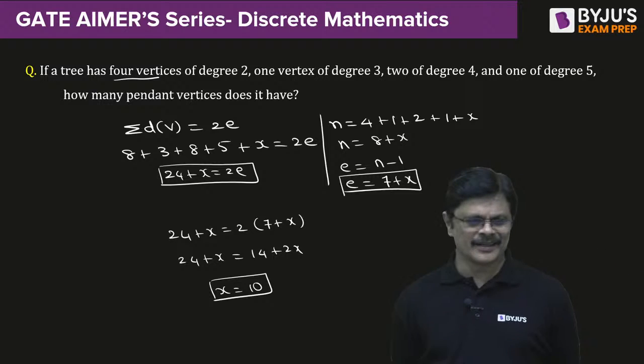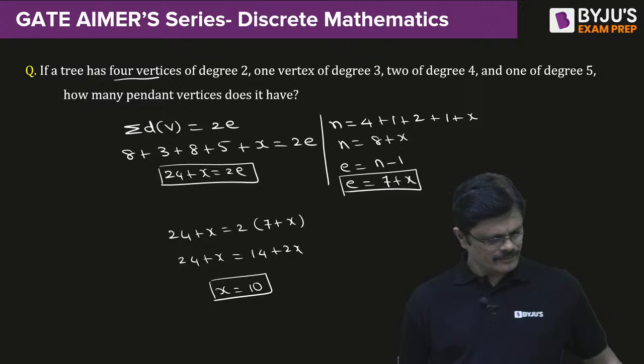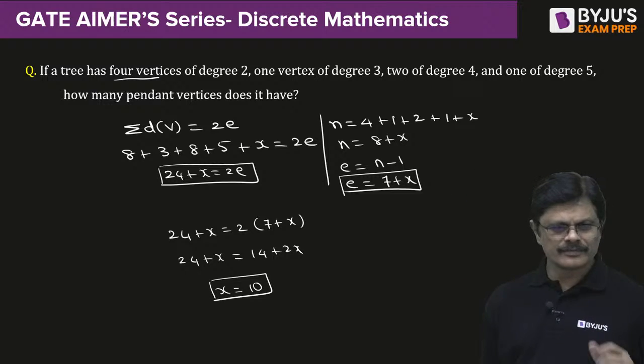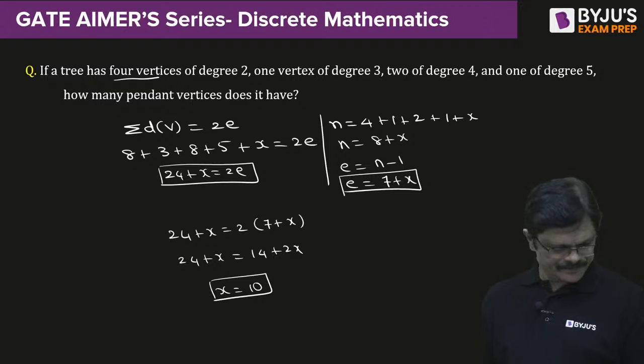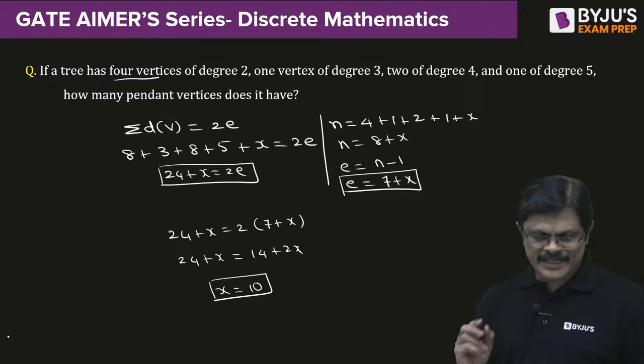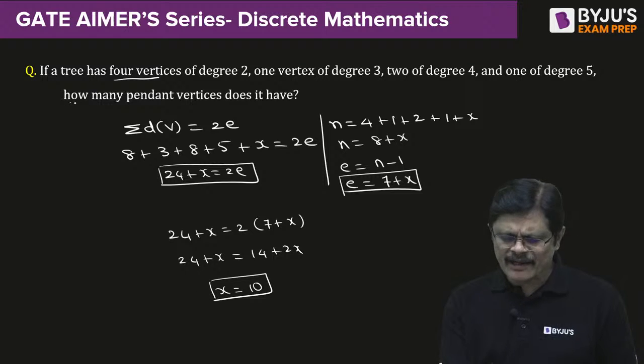X is 10. See carefully. Got it? Now what happens? X is 10. You got the value of x, 10. Then he's asking, x is nothing but the number of pendant vertices, that is 10.